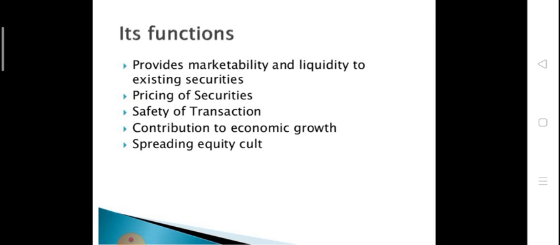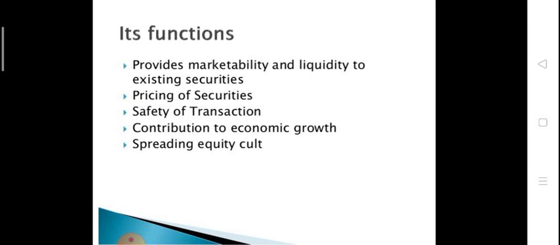Next one is pricing of securities. The stock exchange also gives us the information of securities, meaning the price of securities. Prices of securities are also fixed in the stock exchange in the secondary market. If we want to find out the price of any share or debenture, we can find out from the stock exchange, because the prices of shares, debentures and securities fluctuate due to demand and supply in the economy. So it gives us the recent price of the commodity.